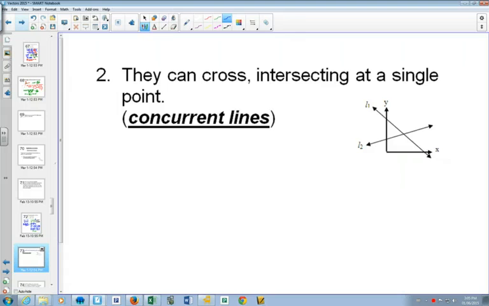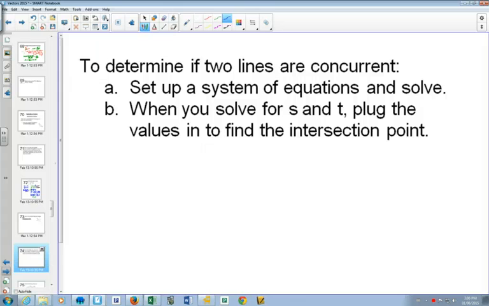You can also have them intersect at a single point. Another word for this is concurrent lines. So in this case, when you do go to solve for it, you will get values for s and t, and those values will work out to find that intersection point.